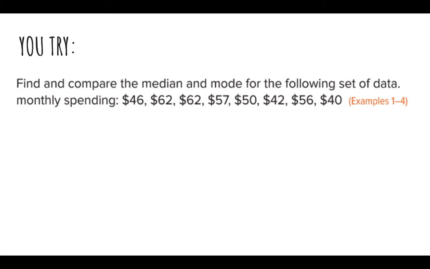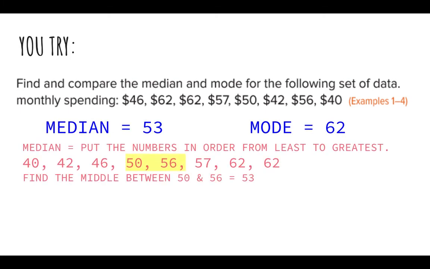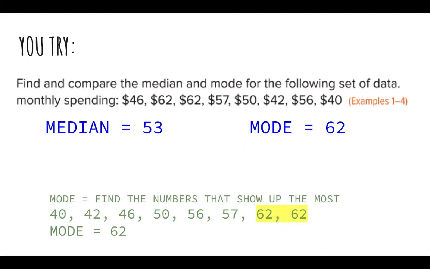This was the example we did on Wednesday, but here's a data set, monthly spending. Find the median and mode. So the median, I would just put them in order, and I have 2 numbers in the middle, 50 and 56. So what's right between them? 53. The mode is the one where you just put them in order, and you'll note that 62 shows up twice, so it's the mode.